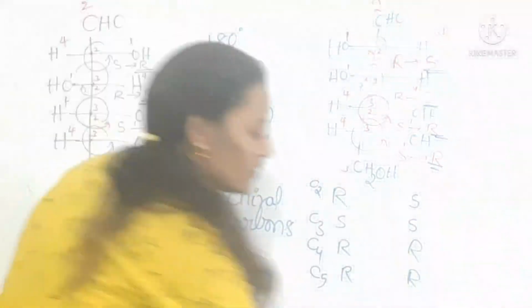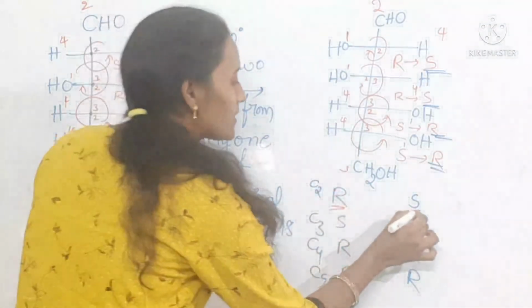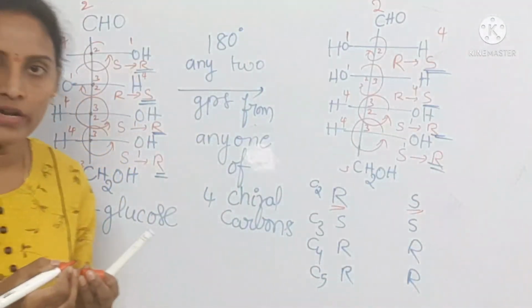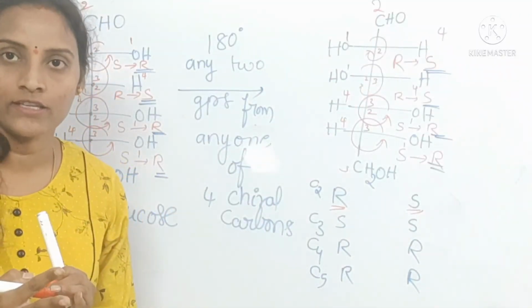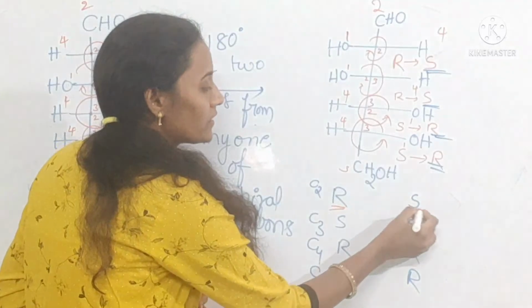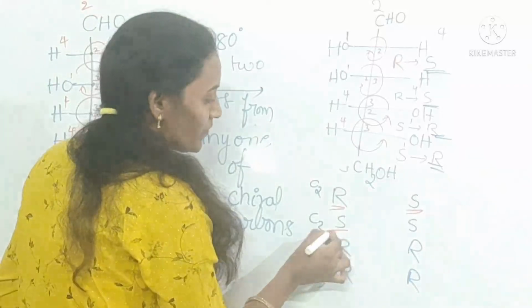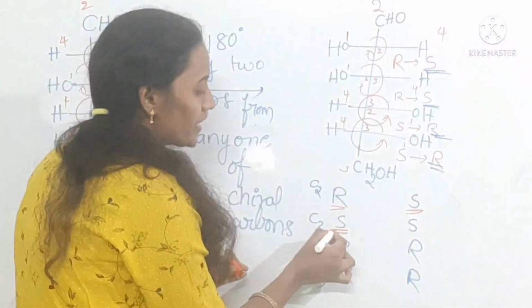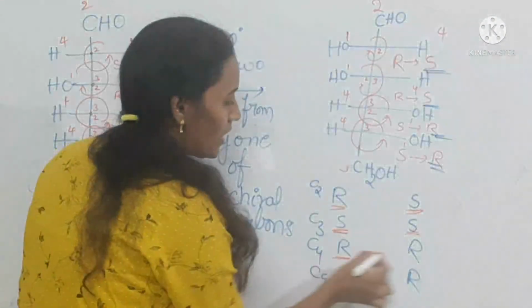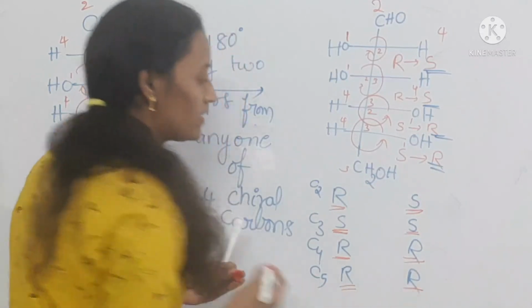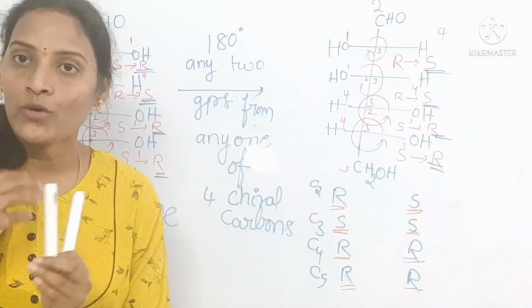See, here at C2 in the first isomer the configuration is R, but in the second isomer, after 180 degrees rotation of 2 groups at the second carbon, you will get the second isomer. In that isomer you will get S configuration for that rotated carbon. Remaining all are the same: S for C3 in the first isomer, S also for the second isomer, and R for first and second, R for first and second.